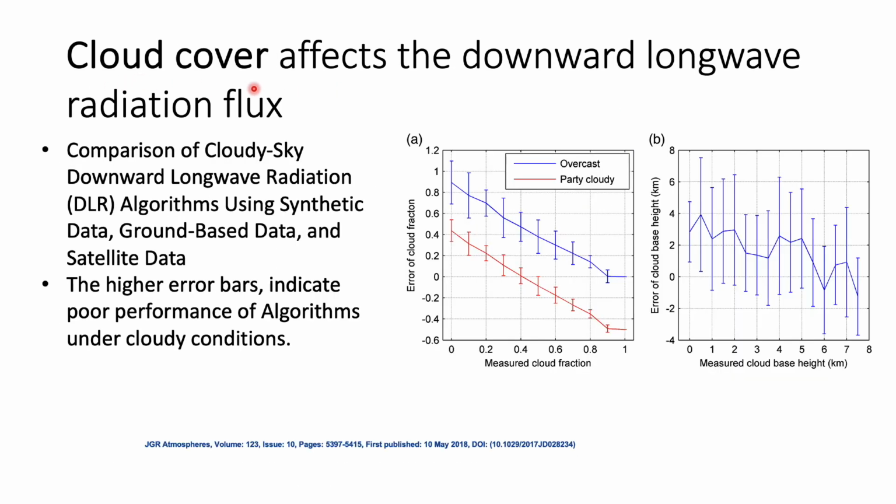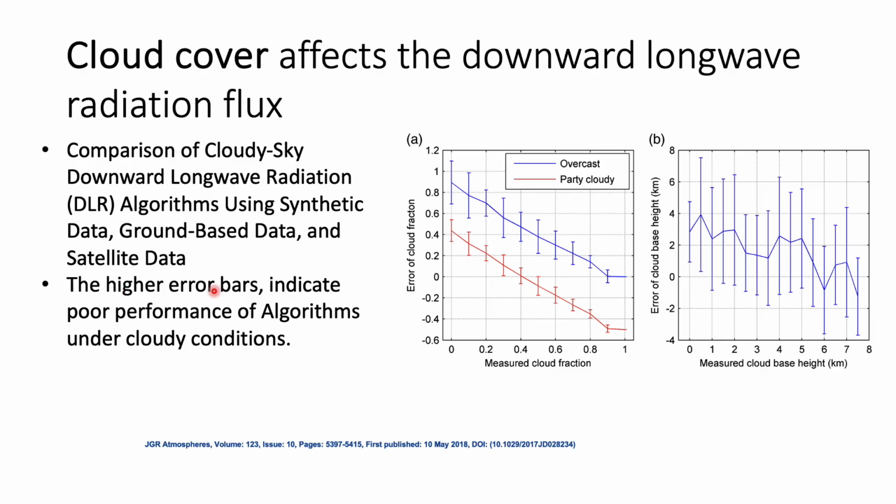And similarly, the cloud cover also affects the downward longwave radiation flux. So this also is another reason. So here there is a comparison study. One is the overcast and another one is the partly cloudy sky. So based on that, when we measure, if it is an overcast sky, then the effect of cloud fraction is more, whereas if it is partly cloudy, it is less. So in other words, what we can say is, when we do the comparison of cloudy sky downward longwave radiation algorithms using synthetic data, ground-based data and the satellite data.